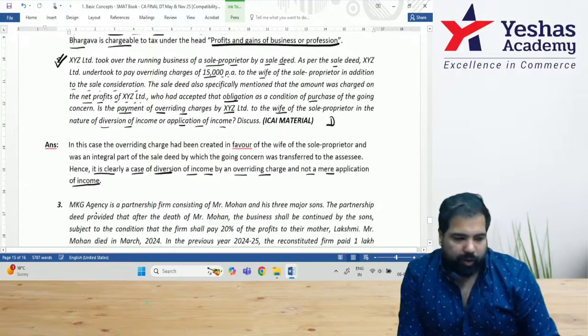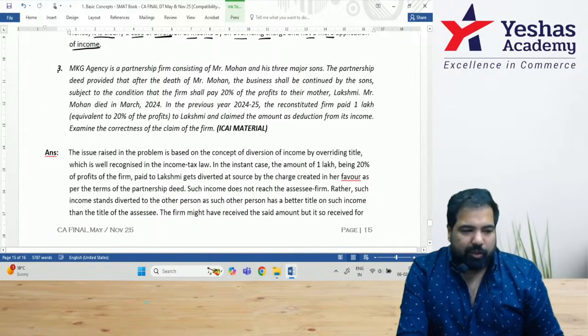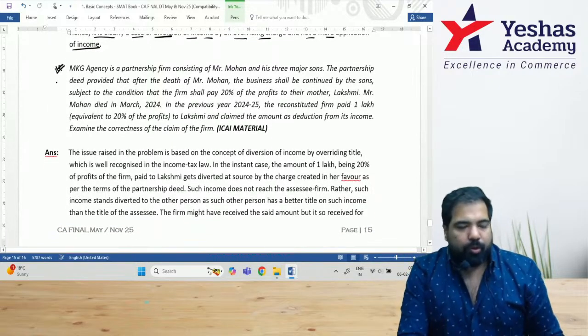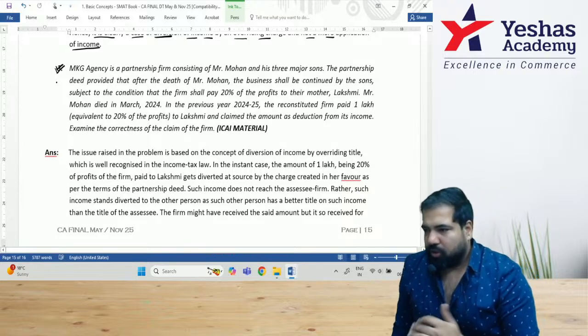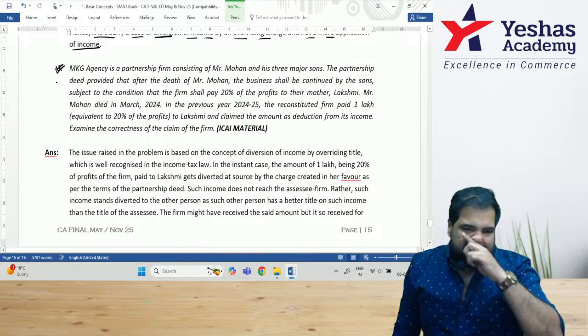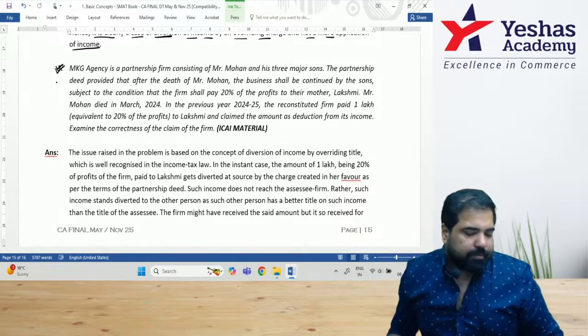Alright. The third one is something like a repeat. You will read it and then you will see whether it's diversion or application. Over to you all, please. Read, underline the words.